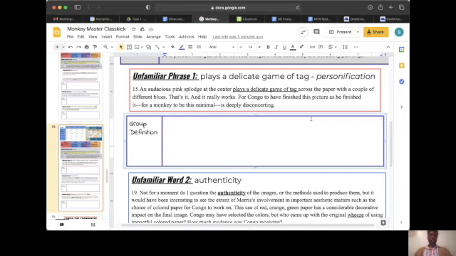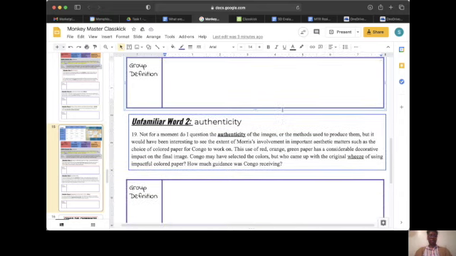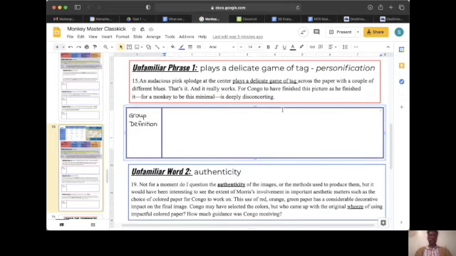All right. An audacious pink splotch at the center plays a delicate game of tag across the paper with a couple of different blues. That's it, and it really works. For Congo to have finished this picture as he finished it, for a monkey to be this minimal, is deeply concerning. All right, so you want to see what this word plays. A delicate game of tag is one of our figures of speech. Pause here to do those steps and find out your definition.